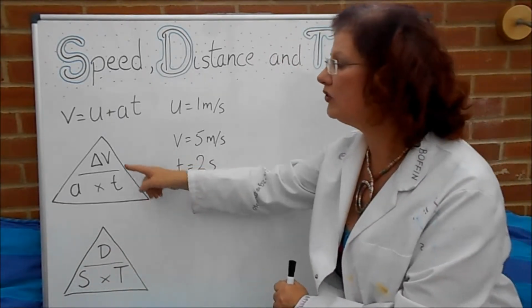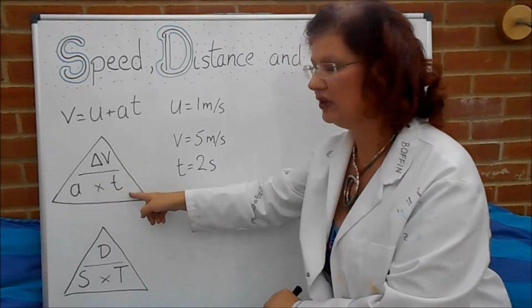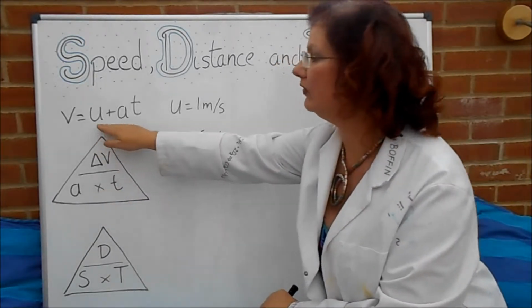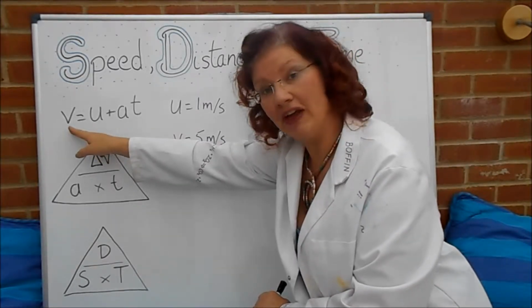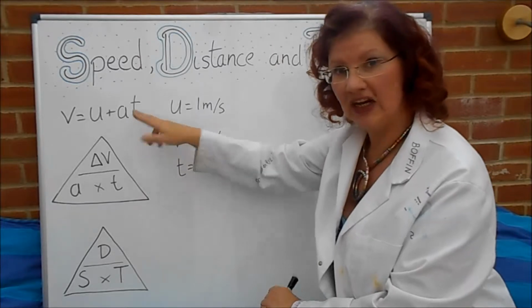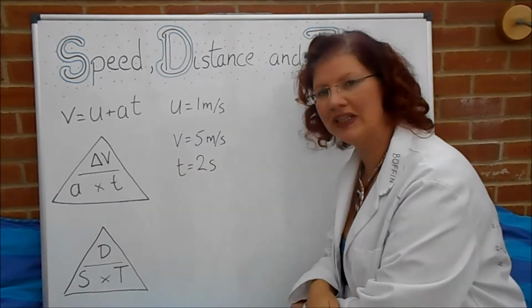We've either used this formula triangle with delta velocity, the change in velocity, acceleration times time, or we've used this version of it here where U is the initial velocity, V is the final velocity, and A and T are the time, as before.